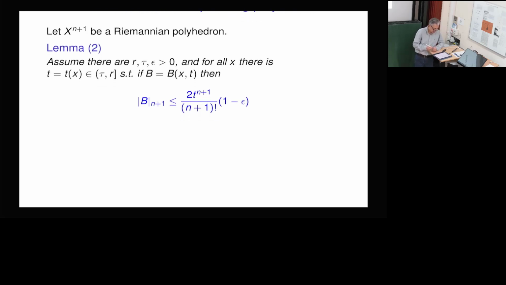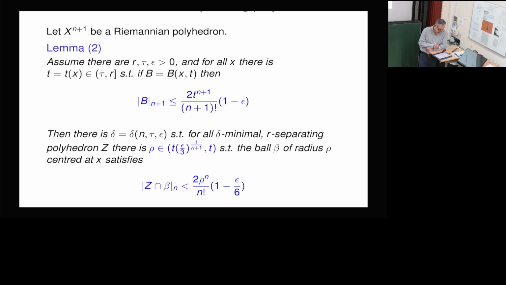Lemma 2, which is closer to what we want to show. Assume that we have a ball that satisfies, that has small growth at a point, and this is for a whole interval from tau to rho to r. Then there is a delta minimal R separating subpolyhedron that also satisfies this growth condition for some different interval. But again, there is a lower bound.